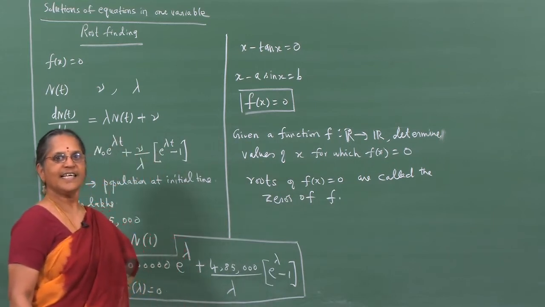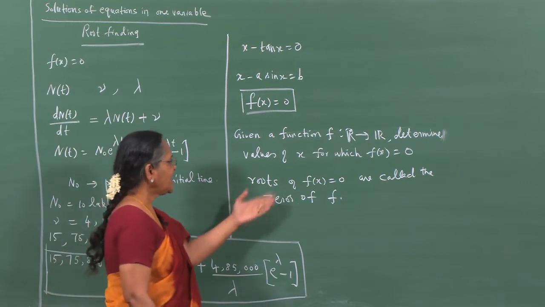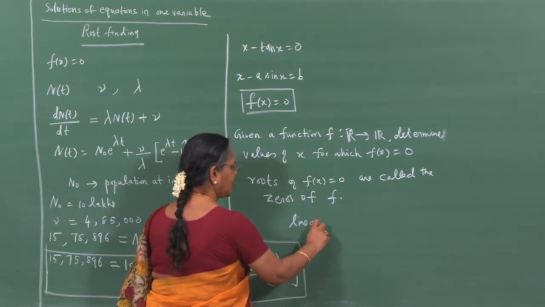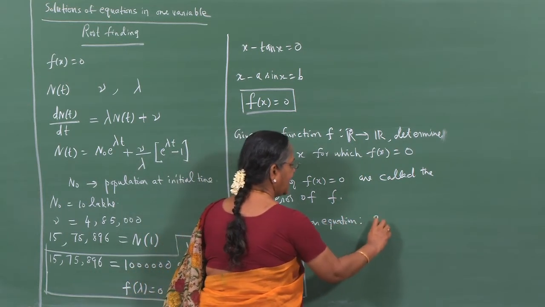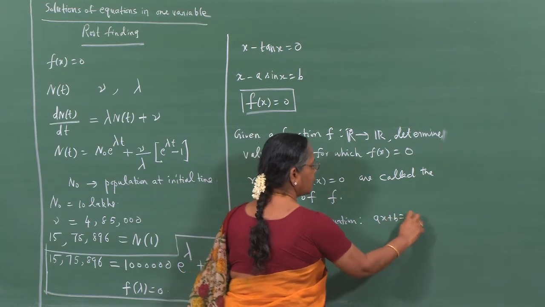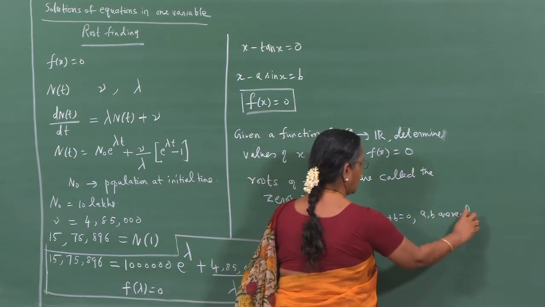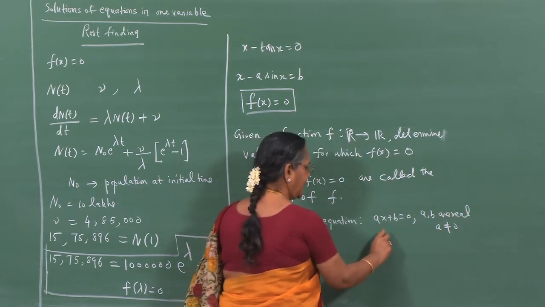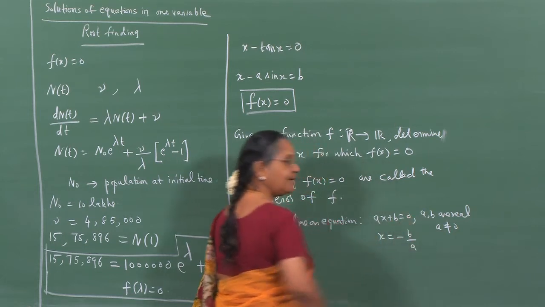So, let us see some simple examples. Suppose say this equation f of x is equal to 0 is a linear equation of the form ax plus b equal to 0, where a and b are real with a different from 0. Then immediately we can write down the solution in the form minus b by a.